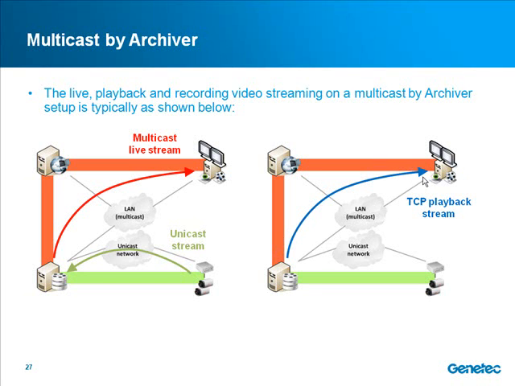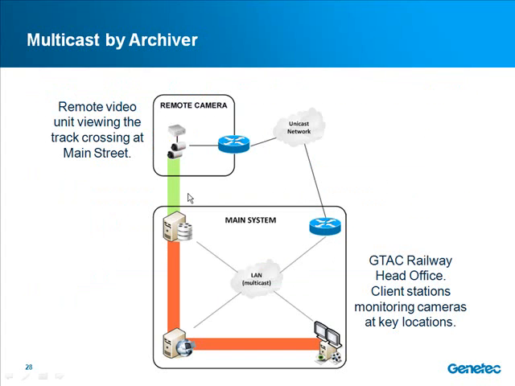If we take a look at a real-world example, we'd have our main site with the local area network encompassing all the clients and servers. In this case, let's say it's the head office for a railway company. Outside of our main site, we may have remote cameras that are watching specific sections of tracks or switching stations. These cameras may be connected over a WAN or may be wireless due to their location. You can see we have our remote camera up here watching the track crossing at Main Street, and this is our railway head office here.